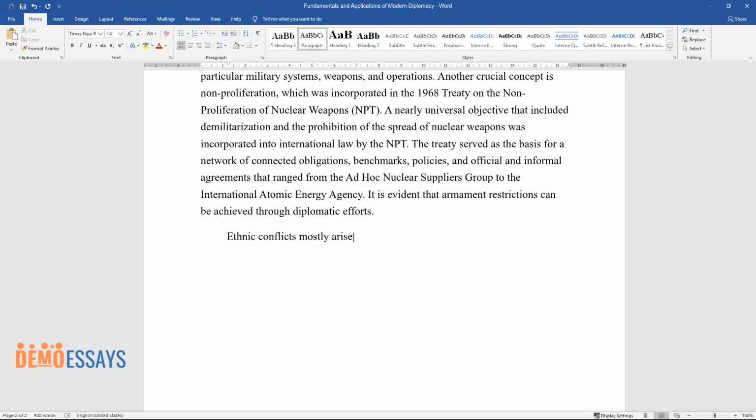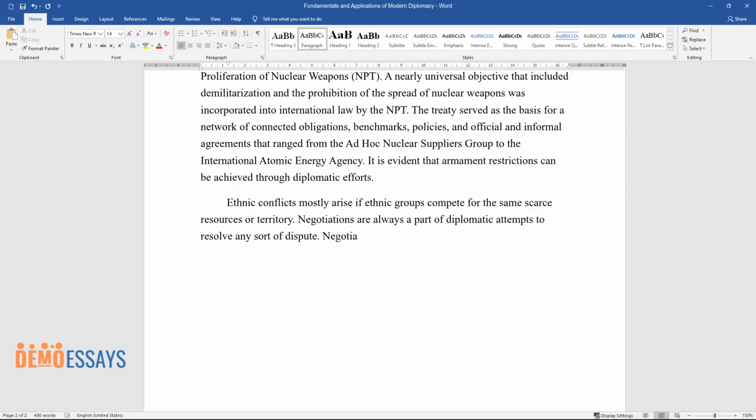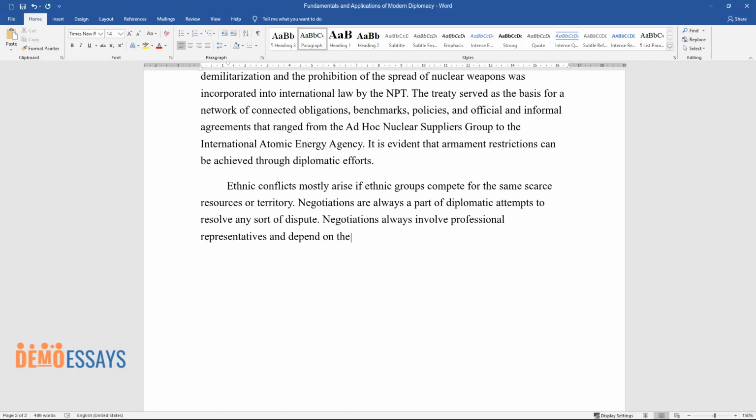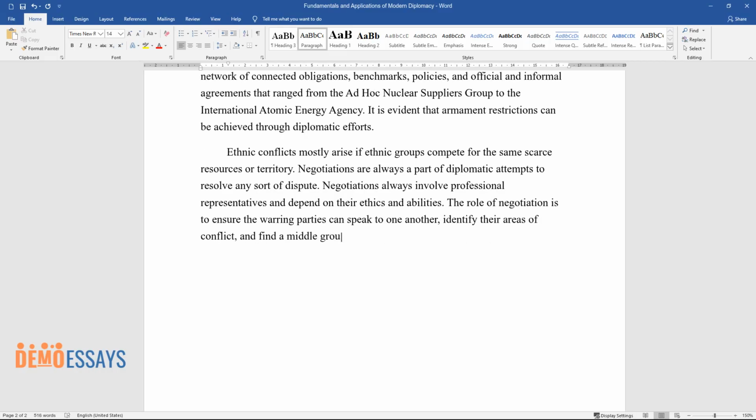Ethnic conflicts mostly arise if ethnic groups compete for the same scarce resources or territory. Negotiations are always a part of diplomatic attempts to resolve any sort of dispute. Negotiations always involve professional representatives and depend on their ethics and abilities. The role of negotiation is to ensure the warring parties can speak to one another, identify their areas of conflict, and find a middle ground.